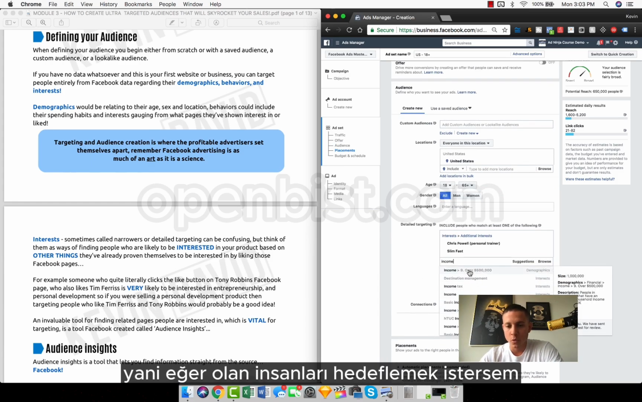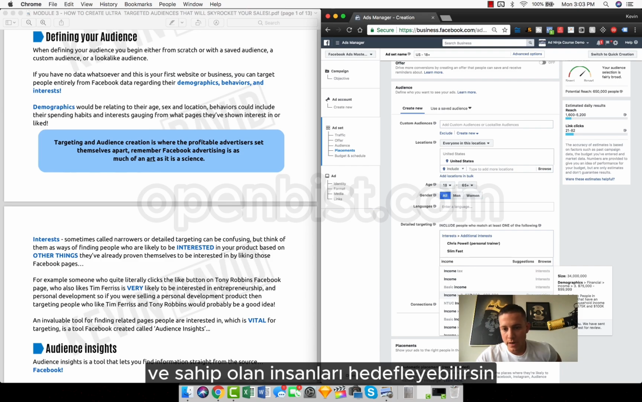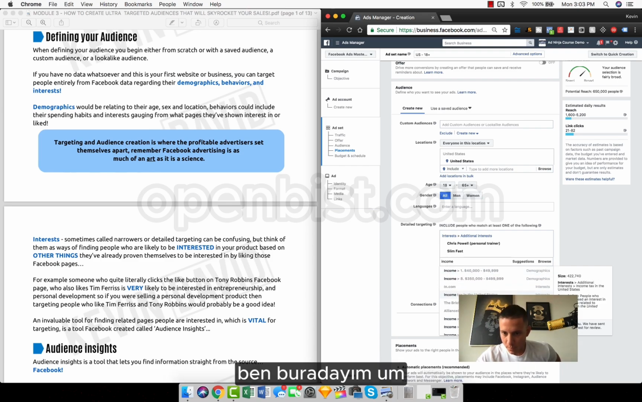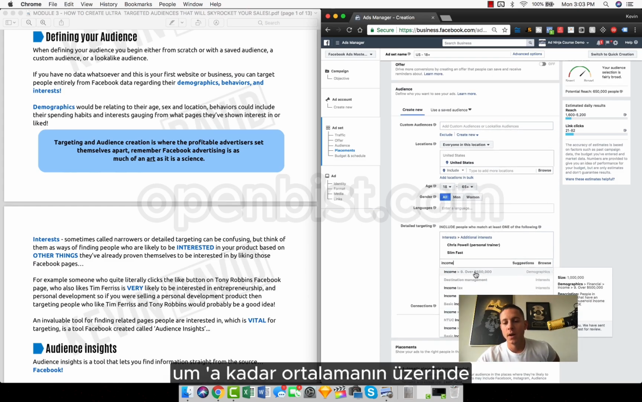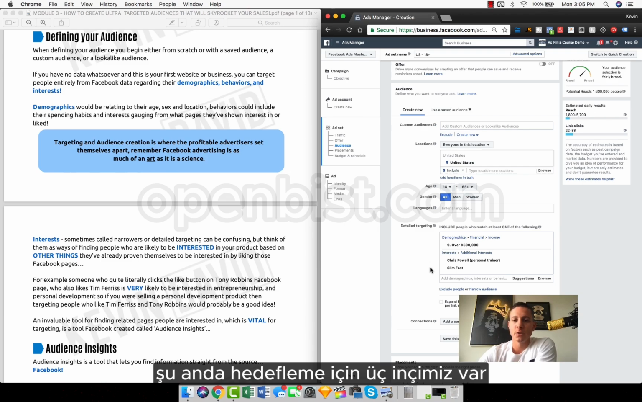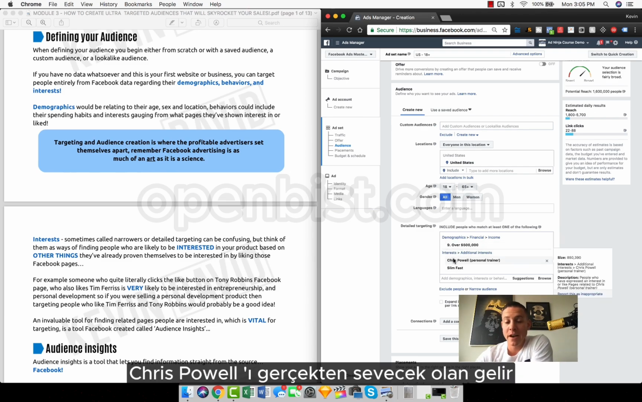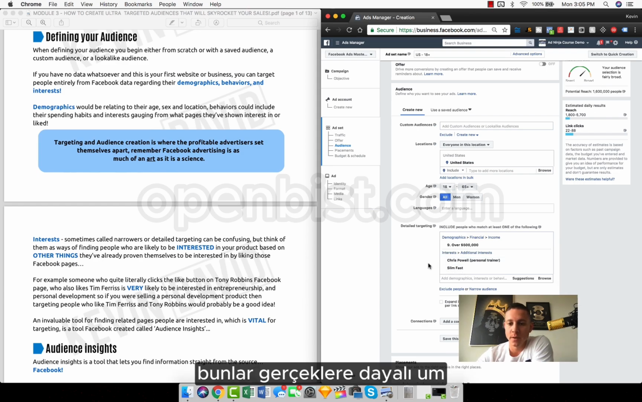So if I want to target people who have a little bit more money, people with an income over 500 grand, right? You can also target people who have lower or medium incomes, however you want to determine that. But we're going to target people who are a little bit over the average as far as income. Something important to note here, guys, is right now we have 3 interests we're targeting. We're targeting people who have over 500,000 income, who have factually liked Chris Powell, and who have liked the Slim Fast page, right? These are fact-based.